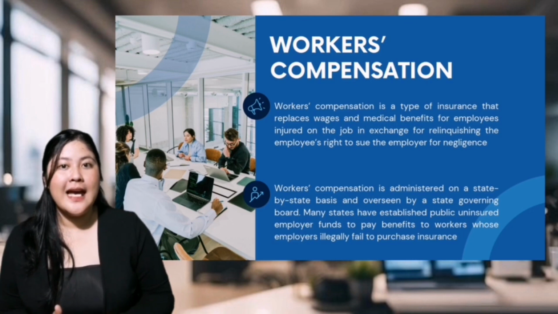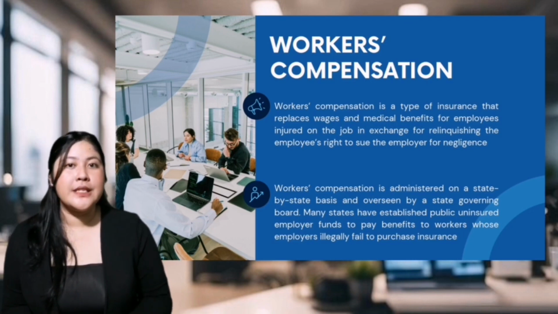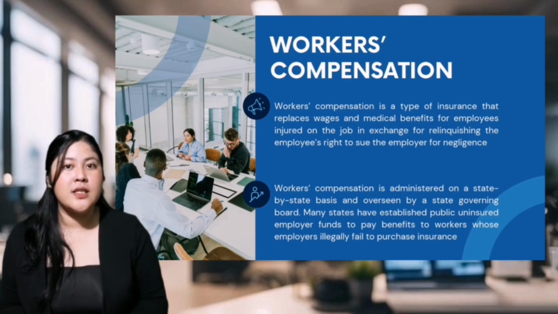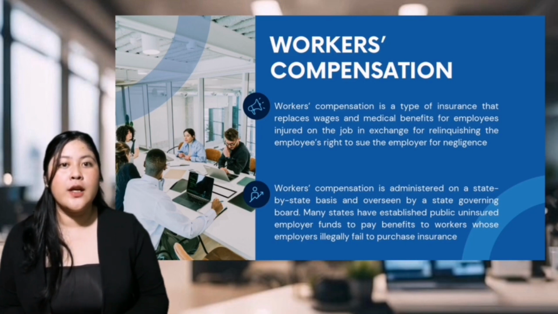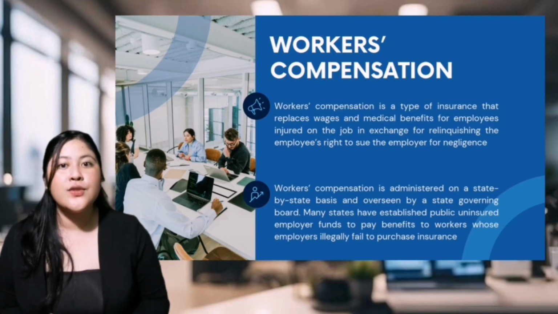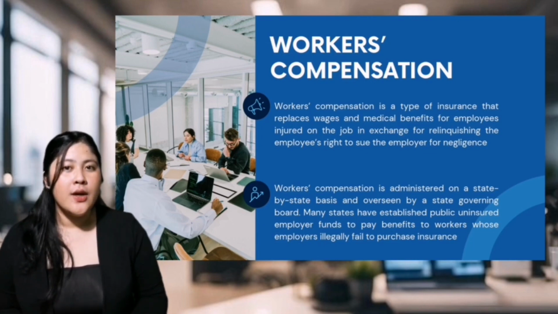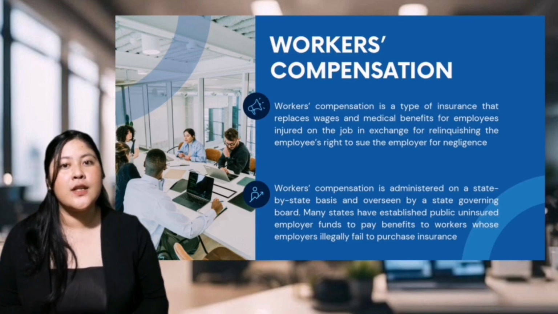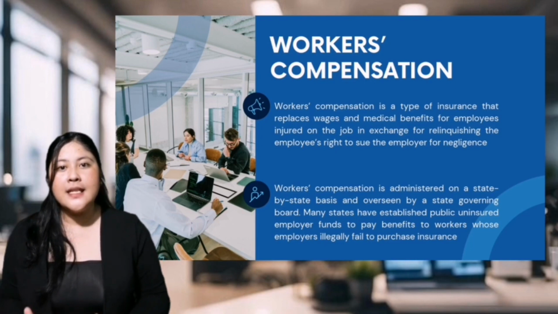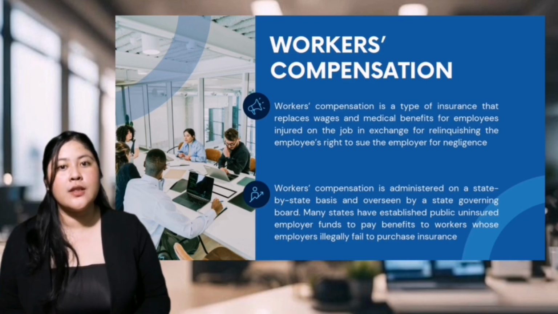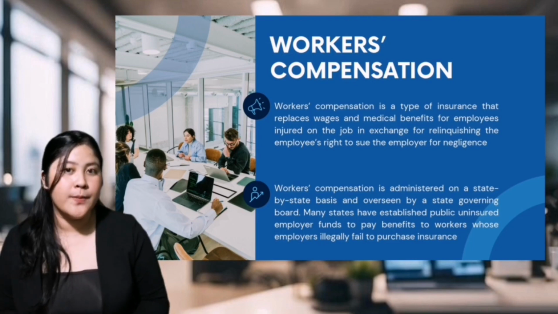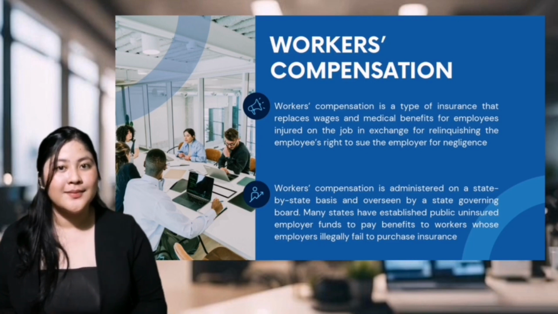Now let's talk about the last federal law, which is workers' compensation. Workers' compensation is a type of insurance that replaces wages and medical benefits for employees injured on the job in exchange for relinquishing the employee's right to sue the employer for negligence. Workers' compensation is administered on a state-by-state basis and overseen by a state governing board. Many states have established public uninsured employer funds to pay benefits to workers when employers illegally fail to purchase insurance.